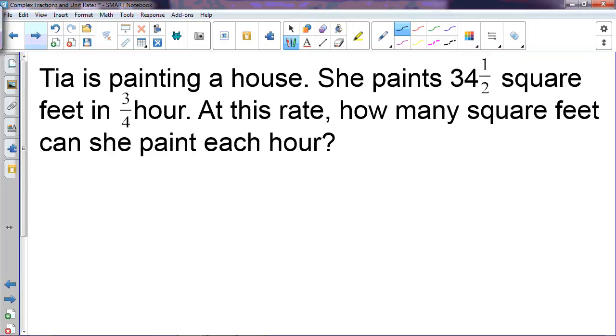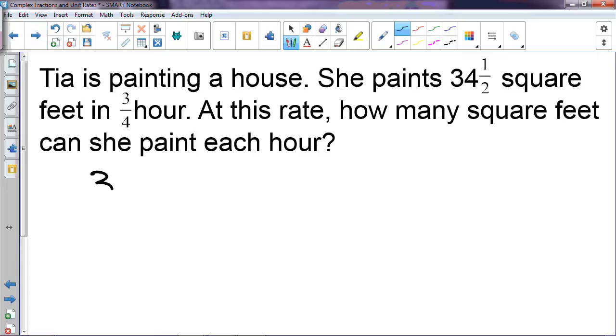All right. Tia is painting a house. She paints 34.5 square feet in 3/4 of an hour. At this rate, how many square feet can she paint each hour? So, they didn't necessarily give us a complex fraction, but we're going to set it up.